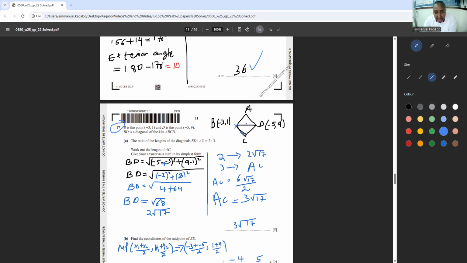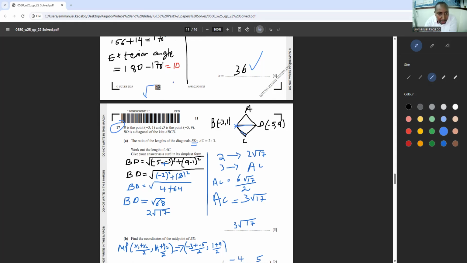Now, if this is what we have, they said the ratio of the lengths of the diagonals BD and AC is given here. Work out the length of AC. Give your answer in surds. If I'm to do the question, I should start with BD because BD is fine, right? I have coordinate B and I have coordinate D. How do we find the length? The distance between two points.